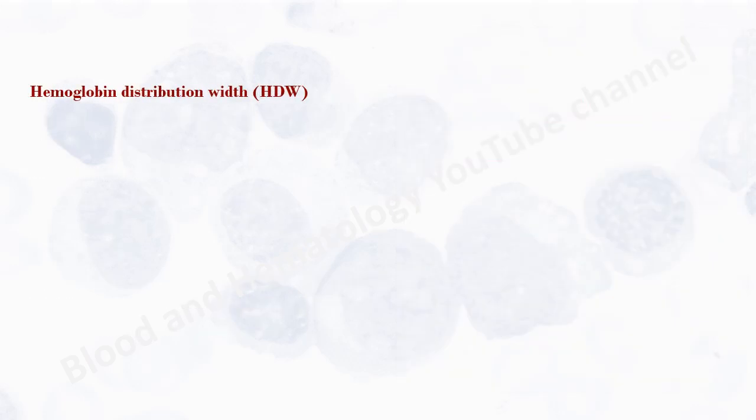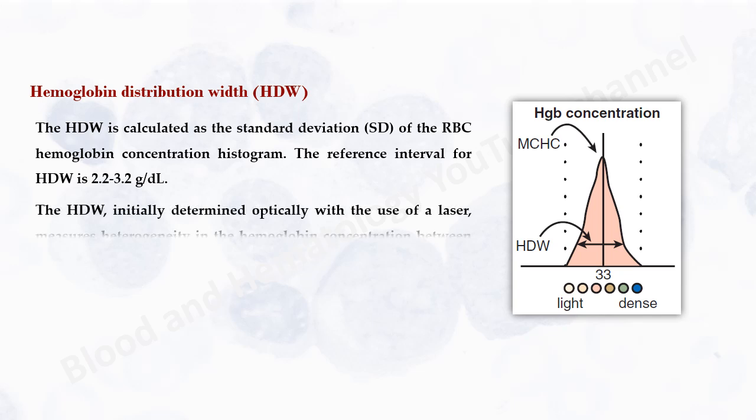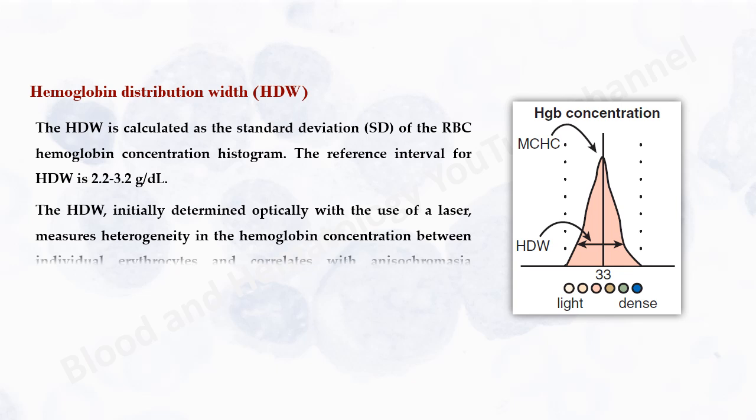The hemoglobin distribution width is calculated as the standard deviation of the RBC hemoglobin concentration histogram. The reference interval for HDW is 2.2 to 3.2 grams per deciliter. The HDW, initially determined optically with the use of a laser, measures heterogeneity in the hemoglobin concentration between individual erythrocytes and correlates with anisochromasia apparent in blood smear.